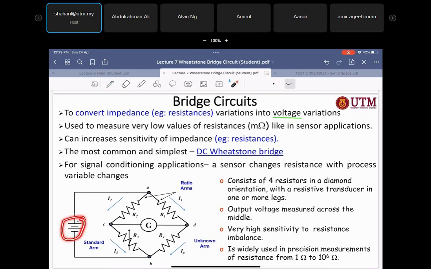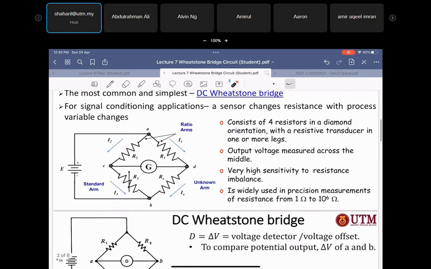So the DC Wheatstone bridge is shown here. It has the supply. The Wheatstone bridge is an active component. So you have the supply, and also you have 4 resistors here. Normally we can put your sensor here, and you will also have some variable resistor to adjust so that the output from here is initially equal to 0.